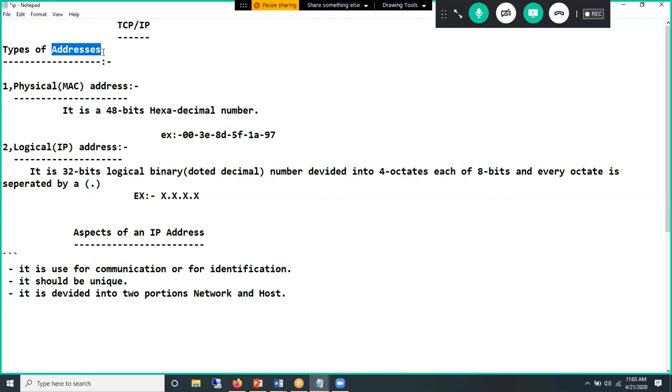Before we understand what IP is, first of all we need to see the first address that is available in your computer. You can say physical address or MAC address. Physical address is also called MAC address, and MAC stands for media access control.